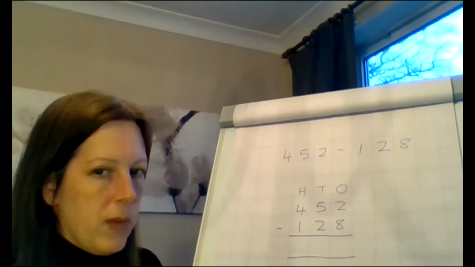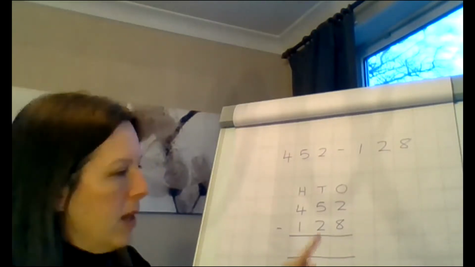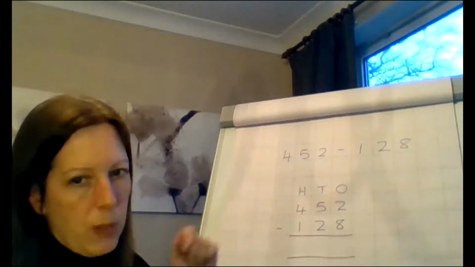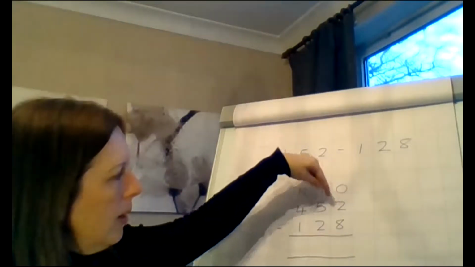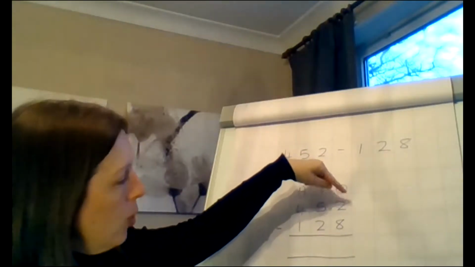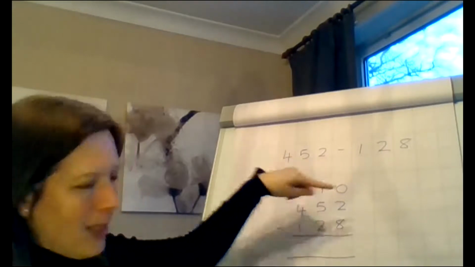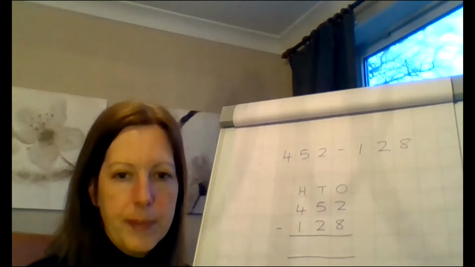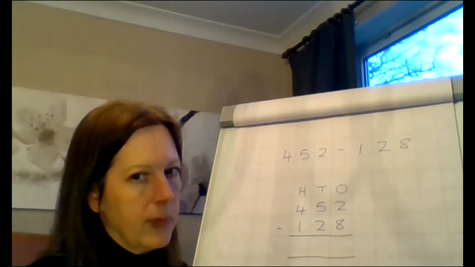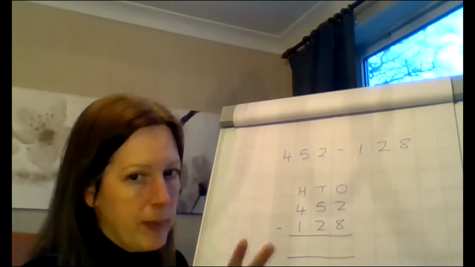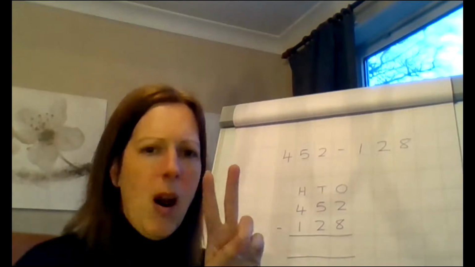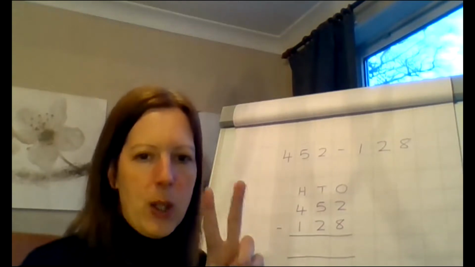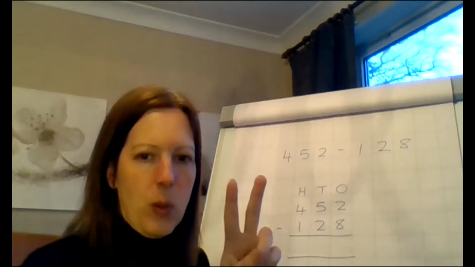Okay, so the column we're going to start with first of all is, remember, the ones column. And now in my ones column, I have got 2, and it is asking me to take away 8 from the 2 that I have. Hope you're saying, Mrs. Davis, you can't do that. You're quite right. So there's my 2. I can't take 8 away from there. I don't have enough. This is not possible.